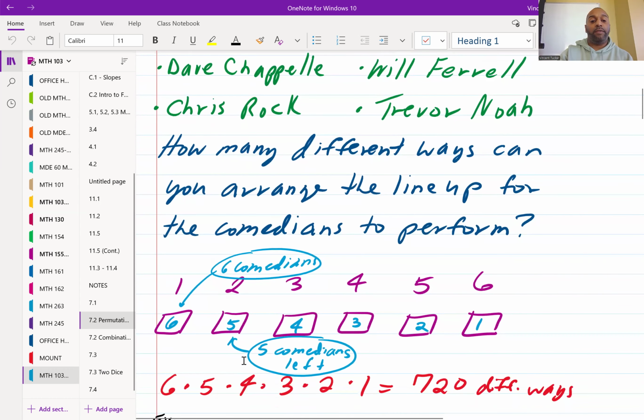Now, once I have my options laid out in each one of my boxes, I can multiply those together based on last section where we talked about the fundamental counting principle. So 6 times 4 times 3 times 2 times 1. I think I left out 5. 6 times 5 times 4 times 3 times 2 times 1. That'll be 720 different ways that we can arrange these comedians.